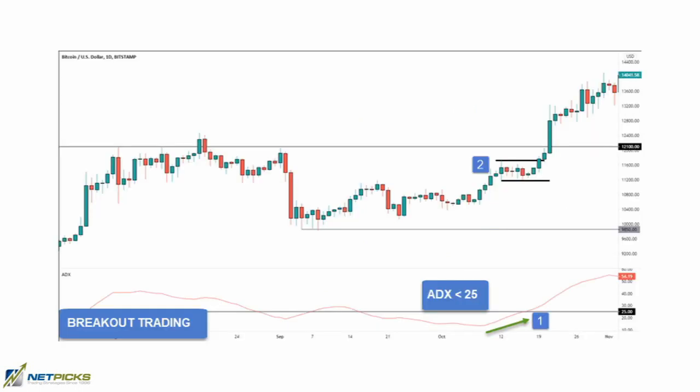So, looking at breakout trading using the ADX. This is a Bitcoin daily chart, and a lot of traders are just looking for a place to enter.